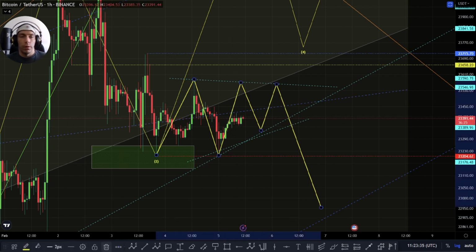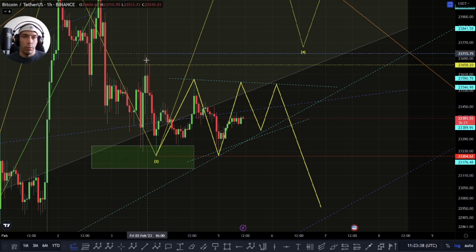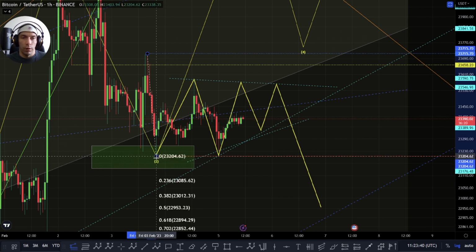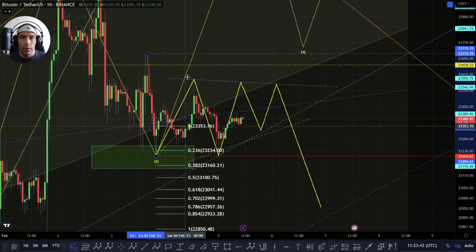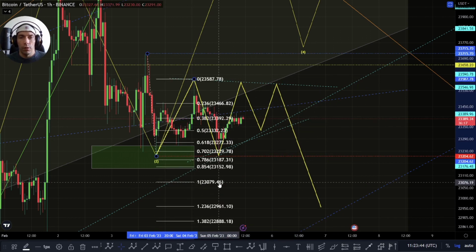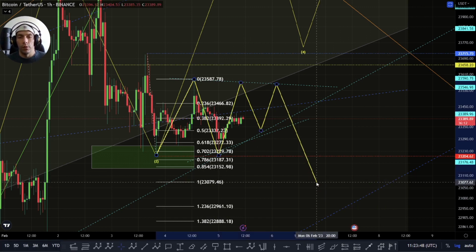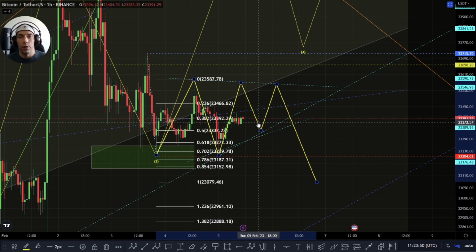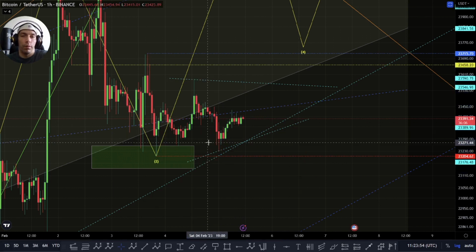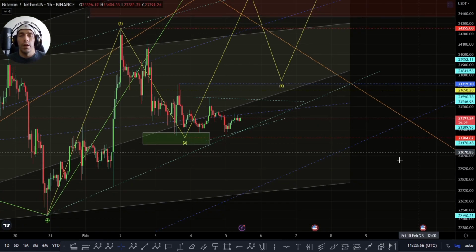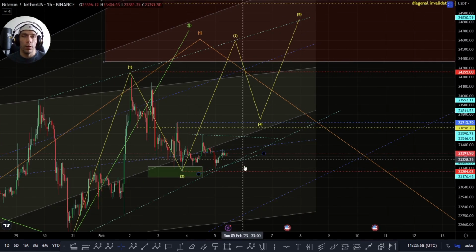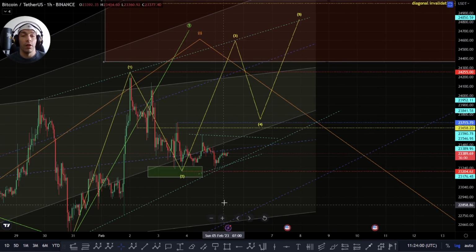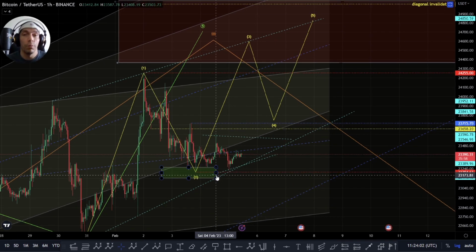If it is a triangle, effectively what we'd be looking for within the structure is actually looking to move down. We will go over that. 23,079 would be a 1-to-1 if this is a triangle and we look to break to the downside. So that could then mark a completed shape. But we're going to go over that shape in a second. We're going to look mainly at the upside first, and then we'll look at that downside separately. So make sure you stay tuned to see all the different options.